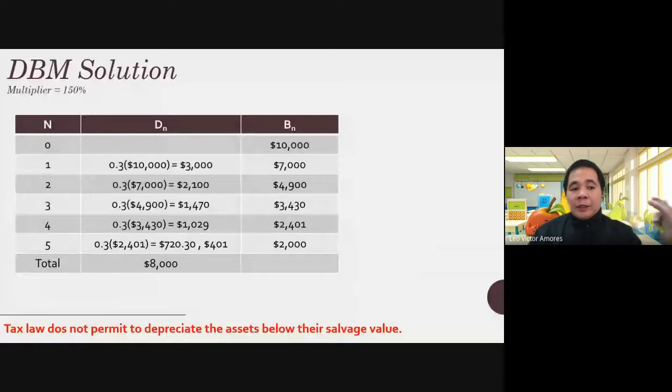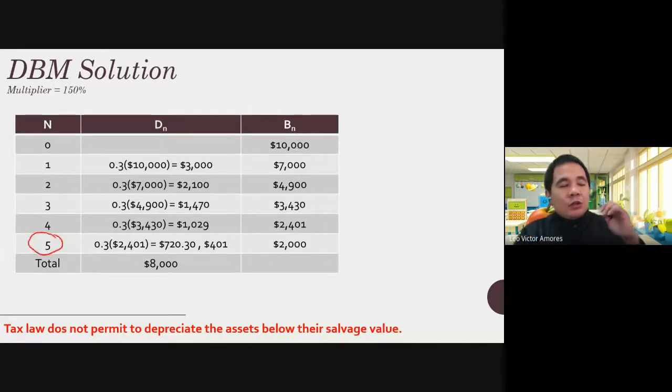But meaning, at the end of its service life, the remaining value in the book value should be equivalent to your salvage value. Okay? So, say for example, for this problem on the 5th year, since you are basing on your multiplier or your alpha at 30%, supposedly, the depreciation should be 720.30. But since what you depreciate is only 401 because you are not allowed, you have an adjustment at this point. Okay?